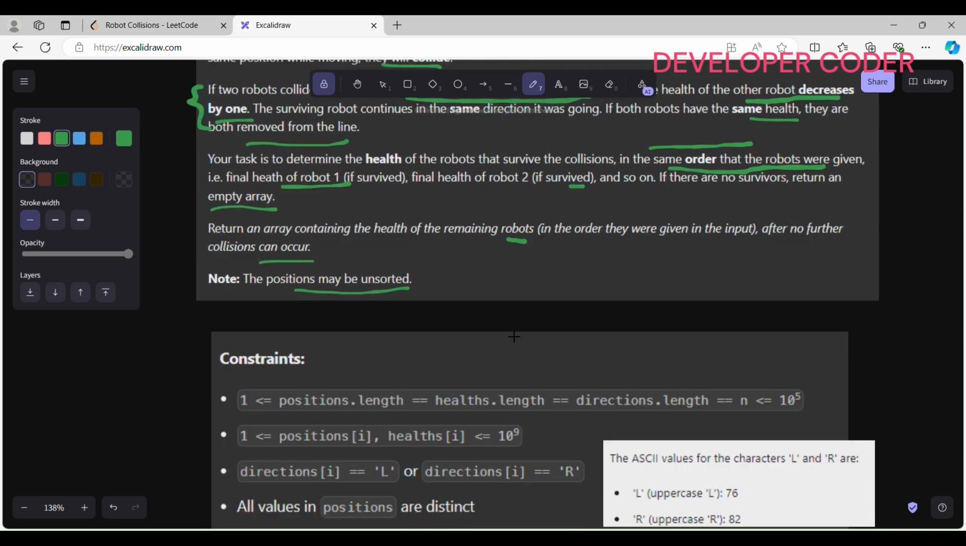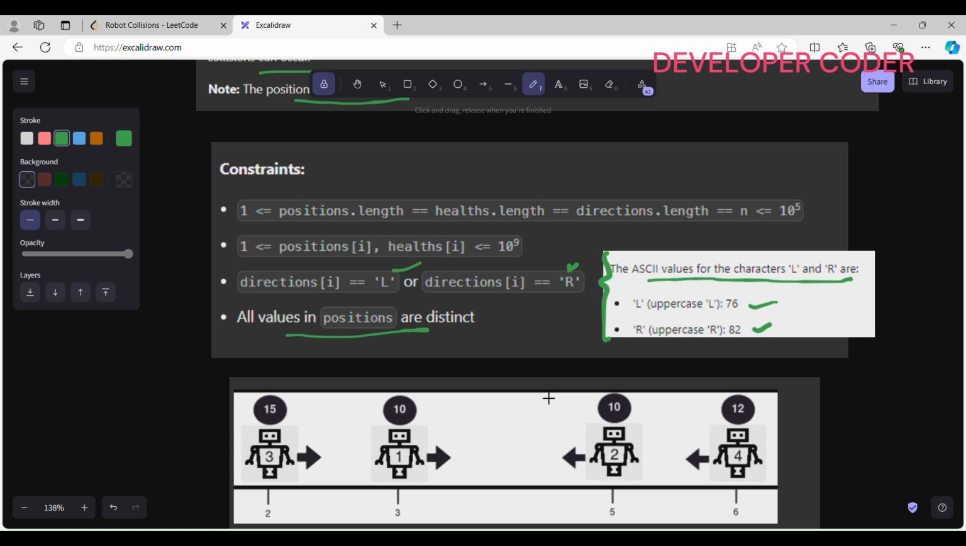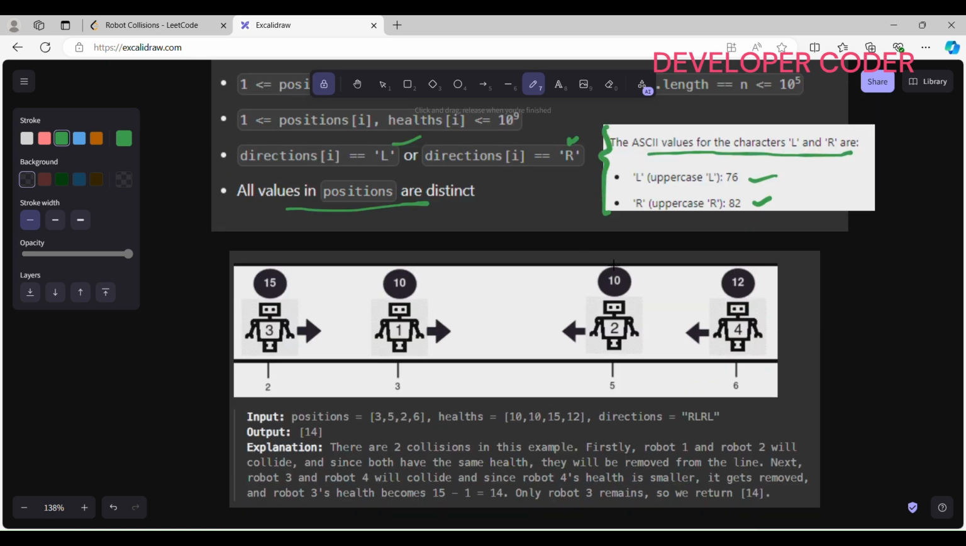These are the constraints given to us. The size is very large, from 1 to 10 raised to the power 5, and the position and health array values are also from 1 to 10 raised to the power 9. Two types of directions are given to us, L and R. The ASCII values of the characters L and R are 76 and 82. We are going to use these in our code, which is why I have written them here. And all values in positions are distinct. Now let's understand this problem with an example.